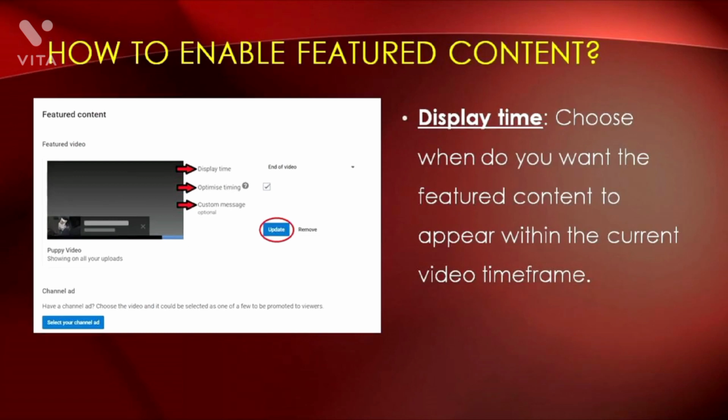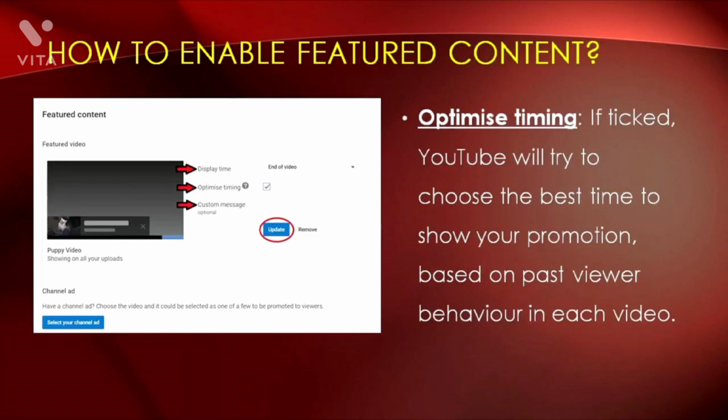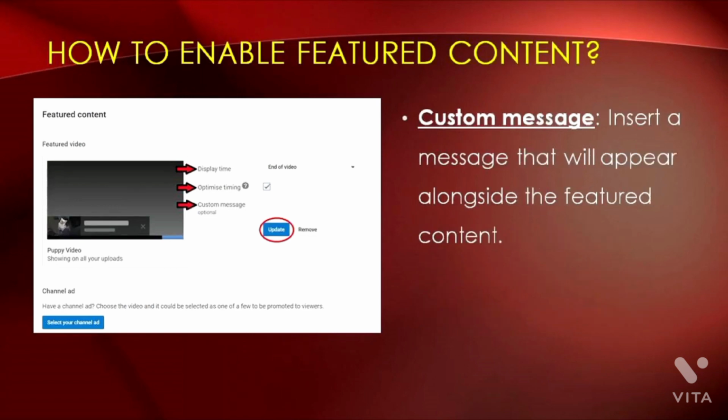First is display time. You can choose and specify when exactly you want the featured content to appear within the current video time frame. As for optimized timing, if you decide to tick this box, YouTube will try to choose the best time to show your promotion based on past viewer behavior in each video. And custom message is where you can insert a message and it will appear alongside the featured content. When you're done customizing, simply click on the update button and you're done.